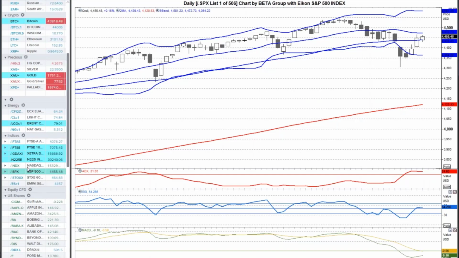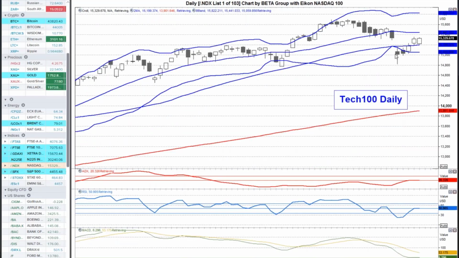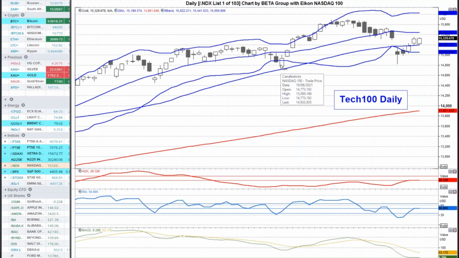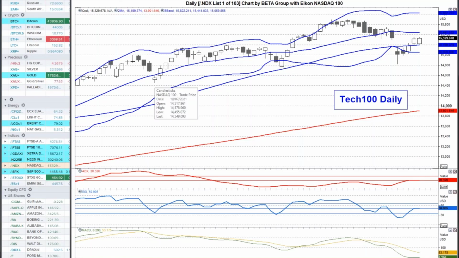Moving to the Tech 100, we gapped down here and we filled the gap here now. That would be a natural place, funnily enough, for it to stop if this was a topping formation. 14,800, and just above 14,800 is support. Just below it, support here at 14,773, and then some key support here at 14,445. Still rising lows just about in here, but everything is much weaker.